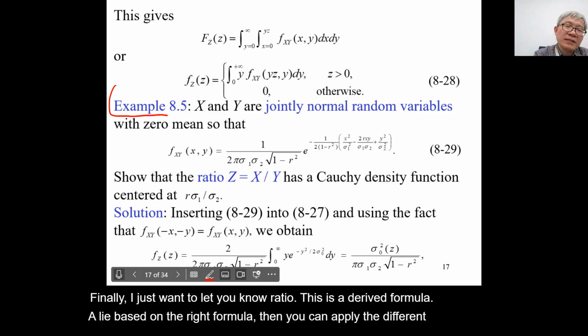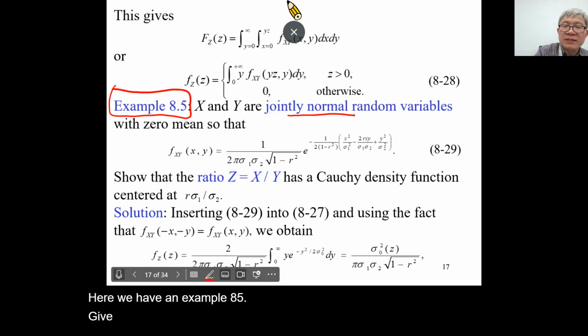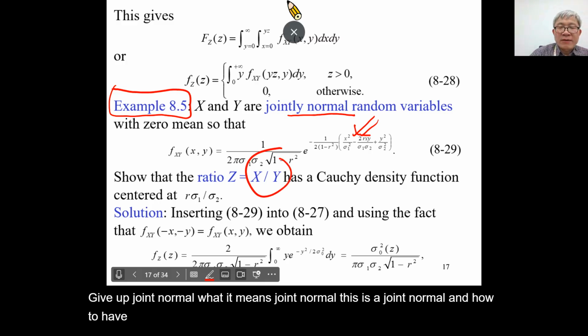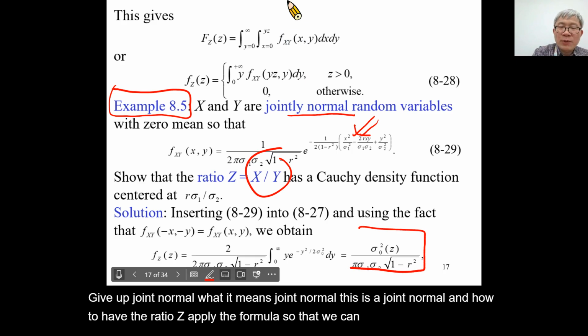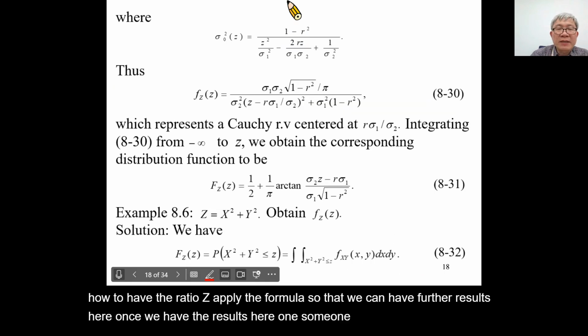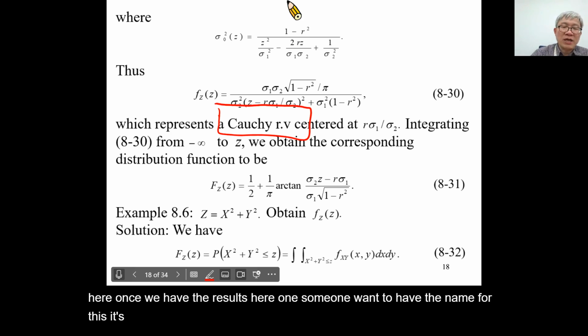Here we have example 8.5. Given joint normal. What does joint normal mean? This is the joint normal. And how to have the ratio z. Apply the formula so that we can have the results here. Once we have the results here, someone wants to have the name for this. It's Cauchy random variable. So you can check it.